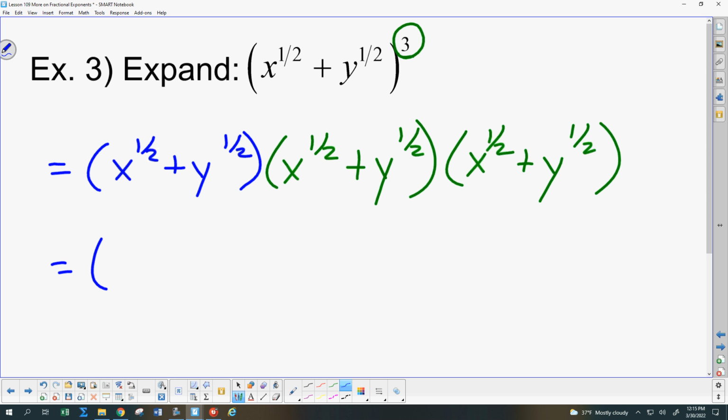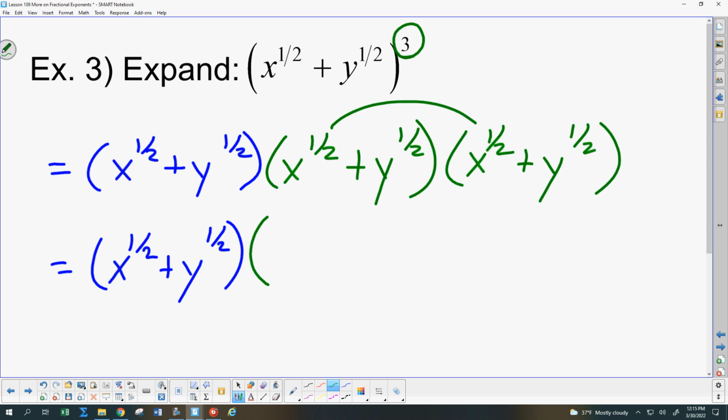So I'm going to save x to the 1/2 plus y to the 1/2 and multiply that times the answer I get when I take the two that I've written in green multiplied by each other. So we're going to do the same thing that we just did on that last one. We're going to FOIL it. And again, you might be able to simplify some of these exponents with mental math, but if you tend to make mistakes, let's write it out like what I'm going to do right now.